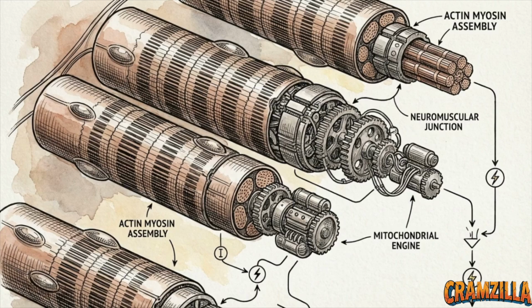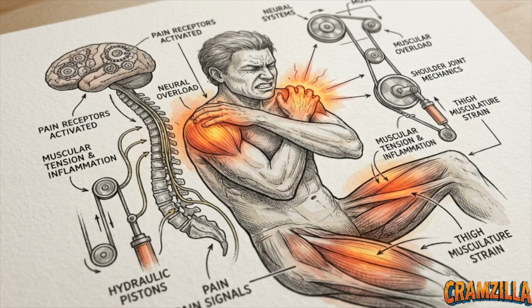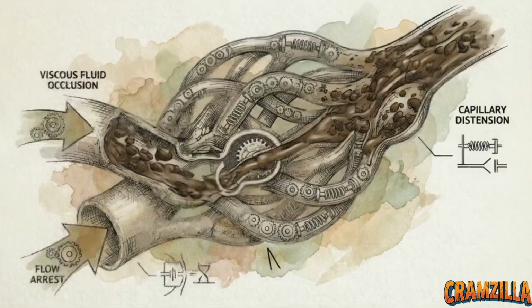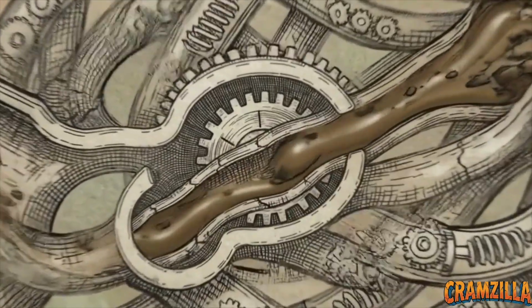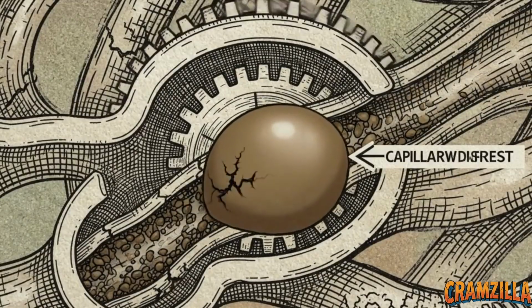The final destination on the motor axis is the structural machinery of the muscle fiber itself. In myopathies or rhabdomyolysis, detailed here in box 10, the neural wiring is intact. The neuromuscular junction fires correctly, the action potential arrives, but the physical sarcolemma, the structure of the muscle, is ruptured. When the contractile machinery is destroyed, the patient presents with proximal weakness and severe muscle pain. Crucially, because the nerves are untouched, sensation and spinal reflexes remain normal. This rupture has severe systemic consequences. Damaged muscle leaks myoglobin directly into the bloodstream, which can rapidly overwhelm the kidneys and trigger acute kidney injury.